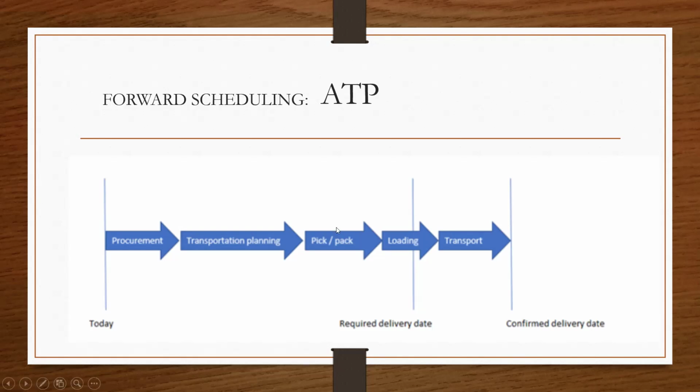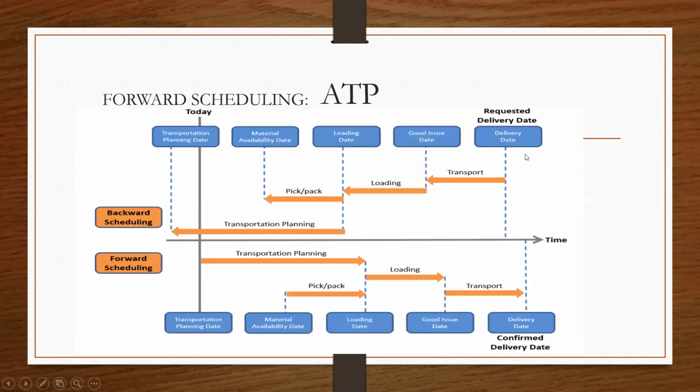So let's see the typical example. The requested delivery date is here. The transportation, goods issue date, loading, and pick pack time are all calculated. But the transportation planning date crosses from today's date further. If it crosses further, then it will go to forward scheduling because it needs to allocate this time here. So the confirmation of the delivery time is actually a combination of your forward and backward scheduling.